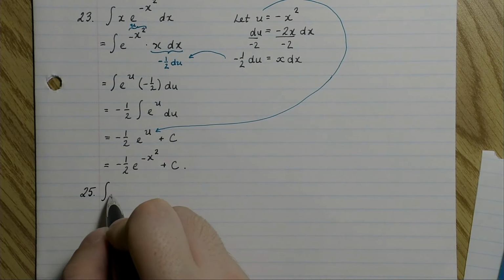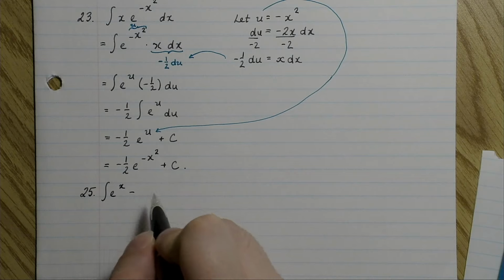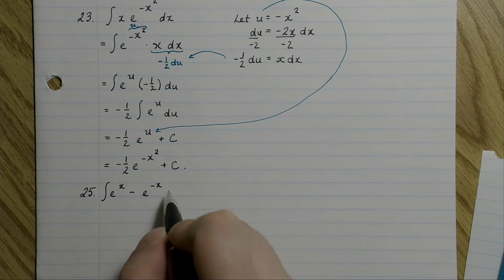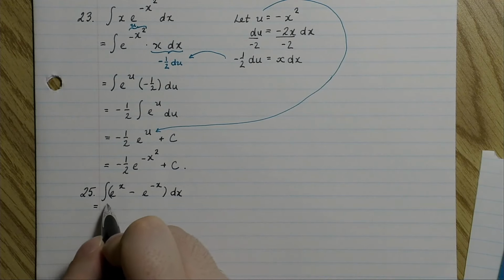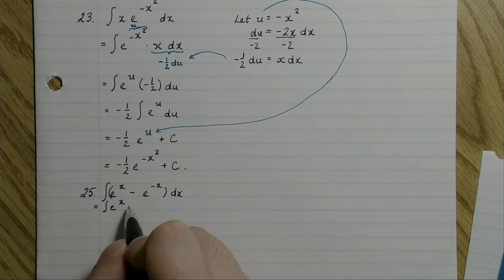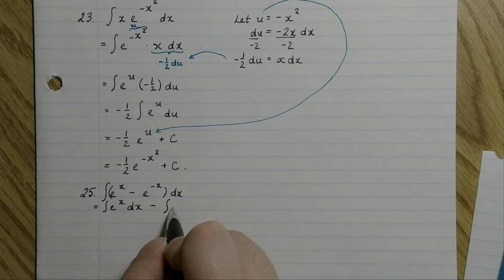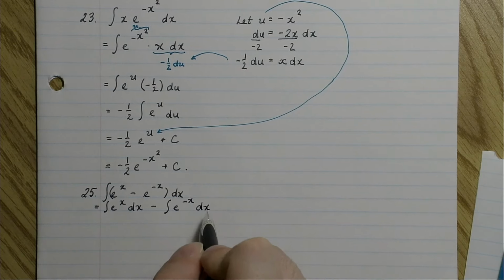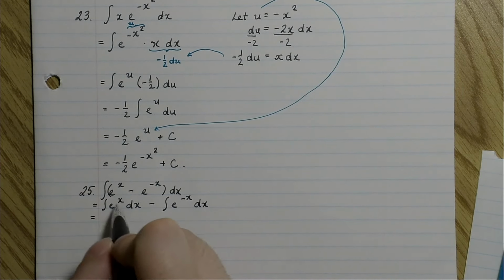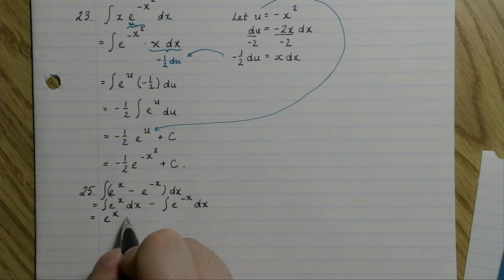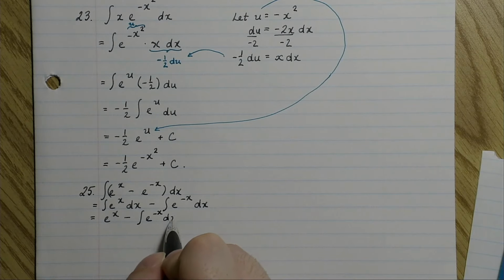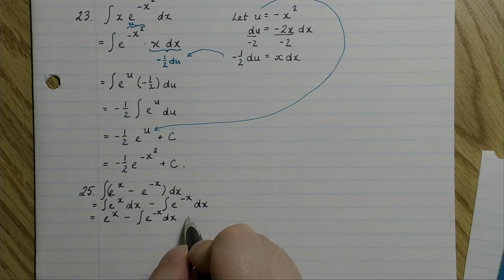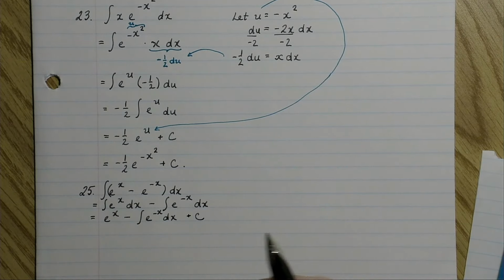I have the integral of e to the x minus e to the minus x dx. So the first thing that I can do is split that integral up so that I get e to the x dx minus the integral of e to the minus x dx. I can solve this easily because I have a rule for that. Minus, there's some constant here.